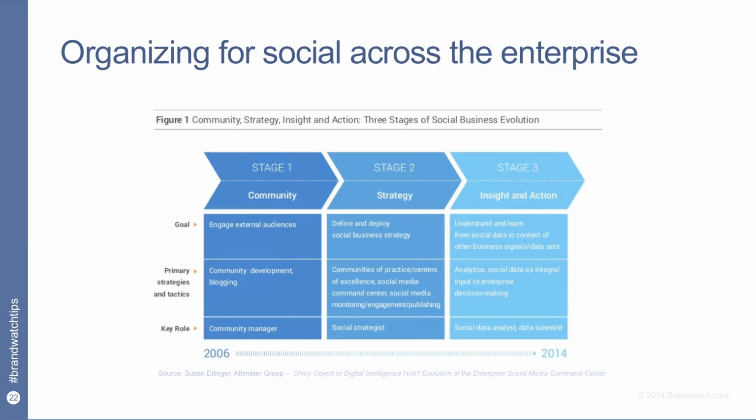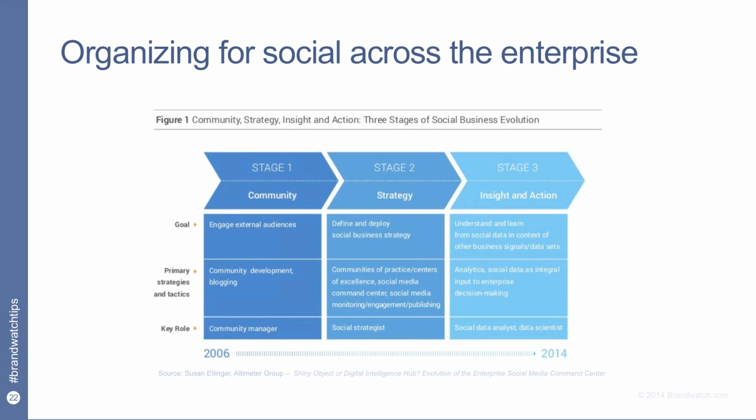As you move through to stage two around strategy, you start to see more internal focus. So in this example, you'll see that some of the strategies to get into that endpoint of deploying social business strategy are things like best practice centers, so centers of excellence internally where business stakeholders can come to. Things like social media command centers where that data is being made available in a physical space, and also the fuller suite of social interactions, not just from listening, but to engagement and pushing out in key areas as well. And we've seen the role for that move to more of a strategy role than a community focus role.